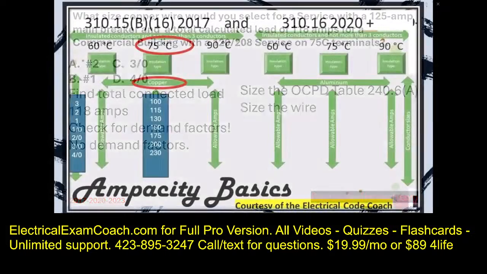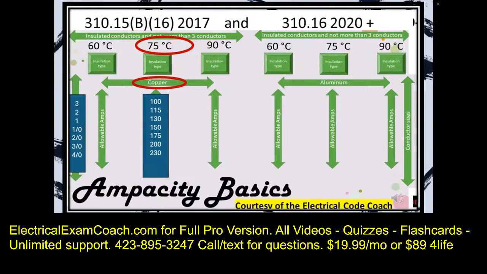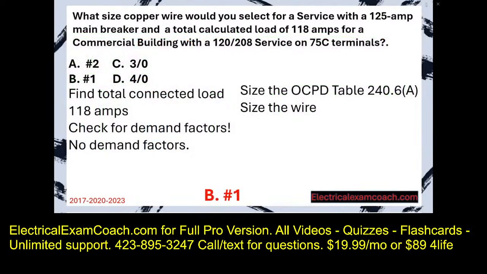We're going to head to our primary ampacity table and find a wire that is good for 118 amps. We slide down the 75 degree C column on the copper side, and we're going to find that we select a number 1.